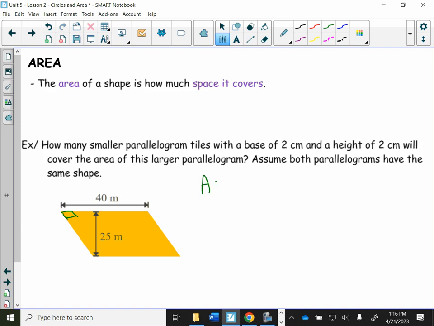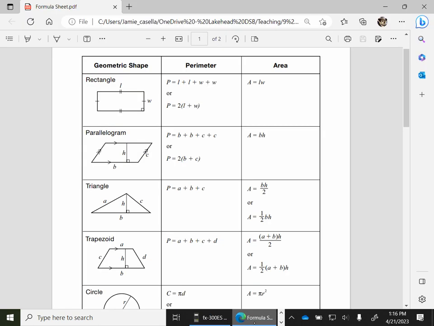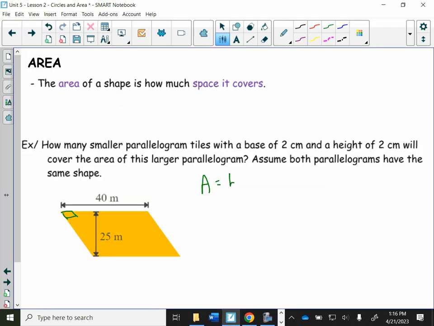So the area of a parallelogram, according to our formula sheet, is right here, base times height. Well, let's apply that. Area equals base times height. In a parallelogram, base and height always meet at a right angle. So 2 times 2 is my base and my height. They told us that right here, right? There's no tricks there. But for later, make sure your base and your height meet at a right angle. My units are centimeters squared.